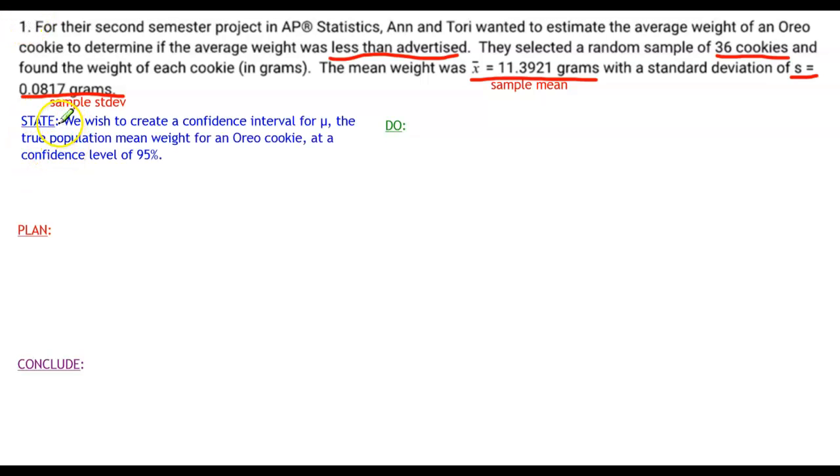All right, for our state step, we wish to create a confidence interval for mean. Let's make sure that confidence interval is in there somewhere, and the parameter that we're talking about is in there, mean. The true population mean weight for an Oreo cookie, here's our context. We're talking about weight for an Oreo cookie, and then we're stating the level of confidence that we want. The confidence level is 95%.